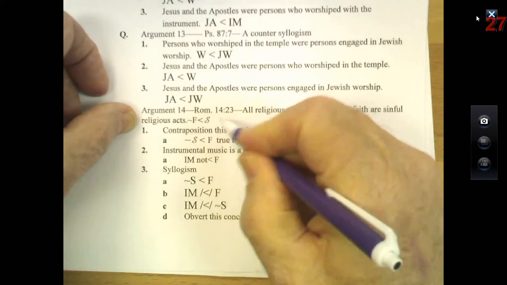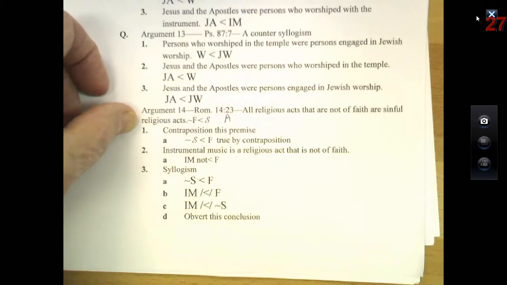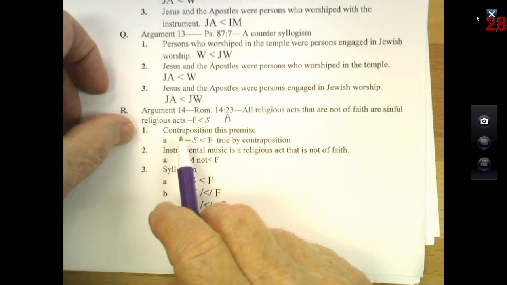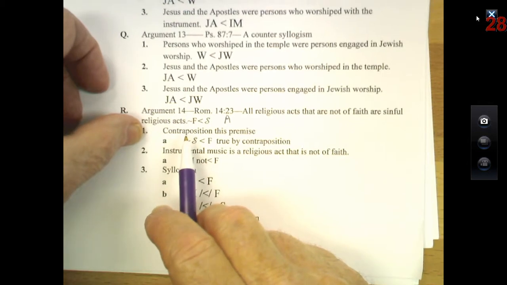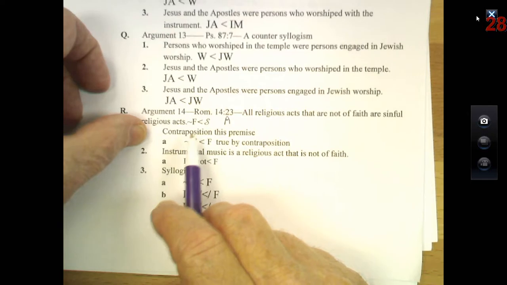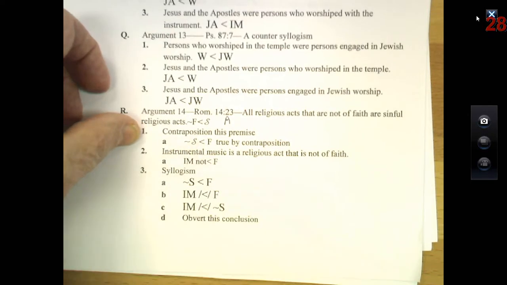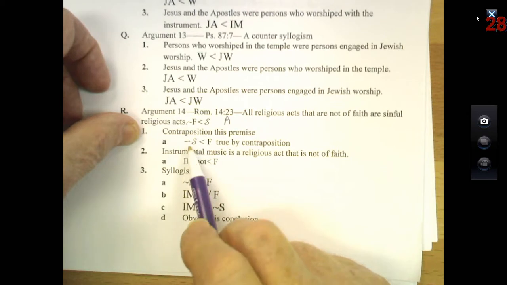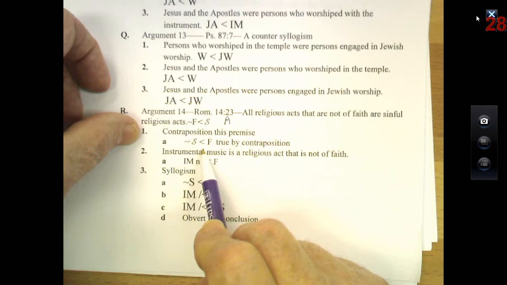Okay, so now I can contrapose an A. Now wait a minute, how's it an A statement? All religious acts that are not of faith. Oh, okay. All things not of faith are sinful things. All right, now I can contrapose an A, and I can say, no sinful act is a faithful thing.